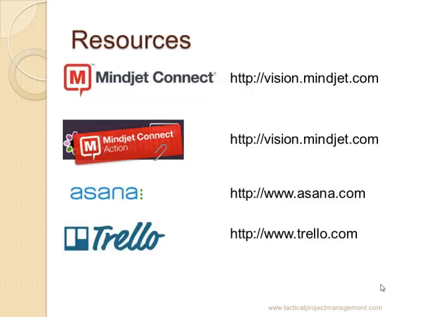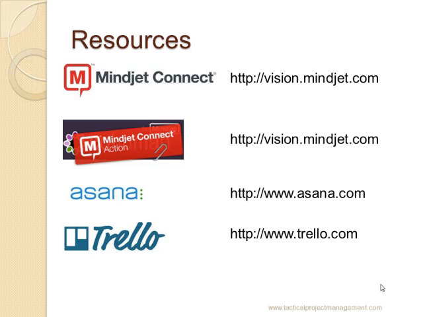So finally, if we look at the next slide, here's a list of all the URLs and resources. What you'll see is Mindjet Connect is accessible via the URL vision.mindjet.com, and same thing with the Mindjet Connect Action tool. At the time of this presentation, these two tools were separate, and just recently they've combined the tools into one interface. So by going to vision.mindjet.com, you'll have access to both the mind mapping feature as well as the action feature that is built there.